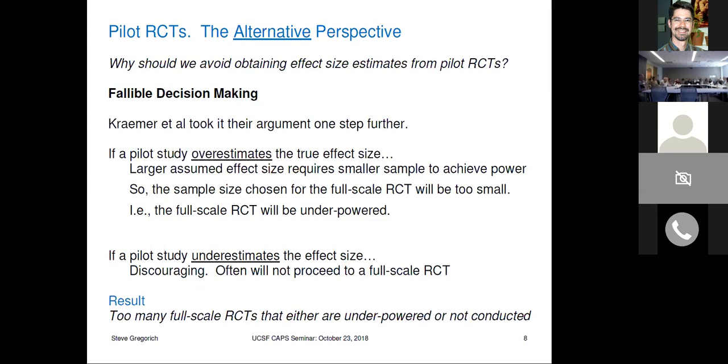But, you know, your mileage may vary. Some review groups don't have a problem with standardized effect sizes. Some reject them.